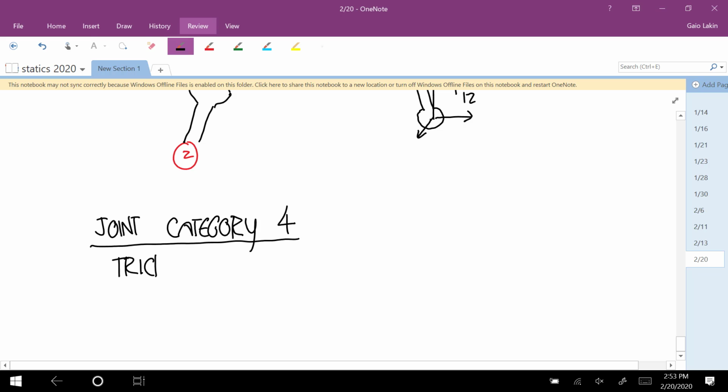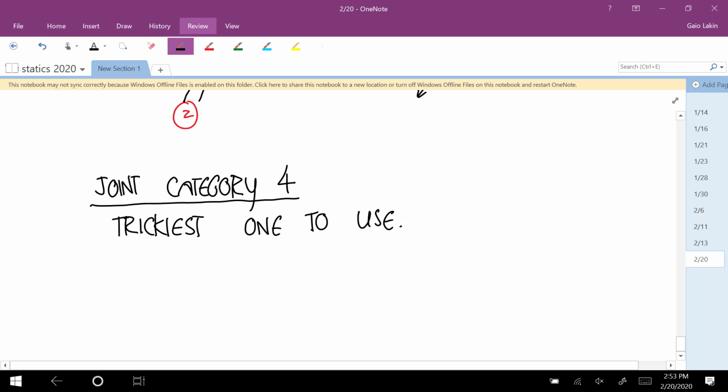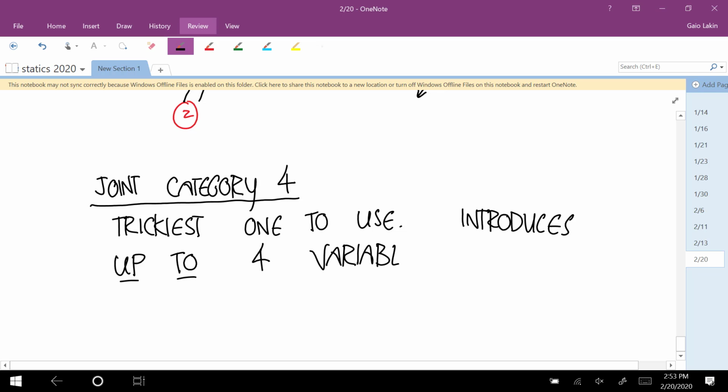So this is the trickiest one to use. You got to think about this one each time. And the reason is that you don't always treat it the same way. This introduces, well, let me say, it's up to, or it introduces up to, four variables into Newton's laws.